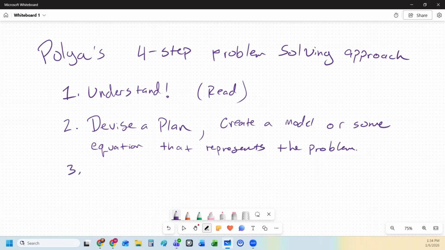And then our third thing is to carry out and solve the problem. Carry out the plan. Solve any equations. And then state the solution in terms of the problem itself.